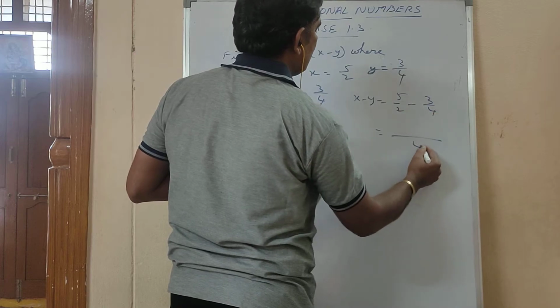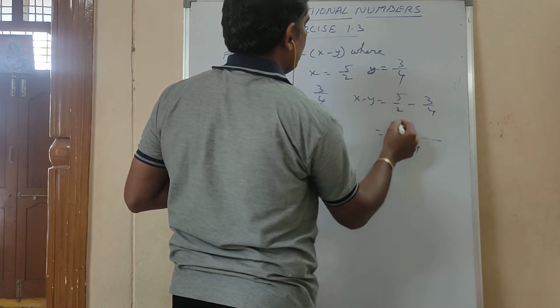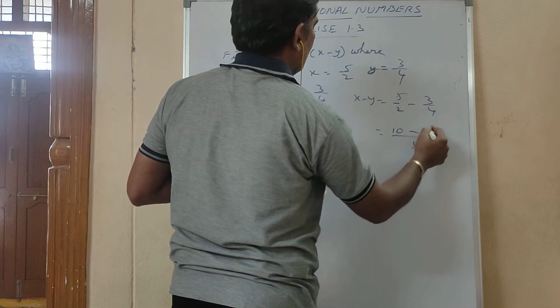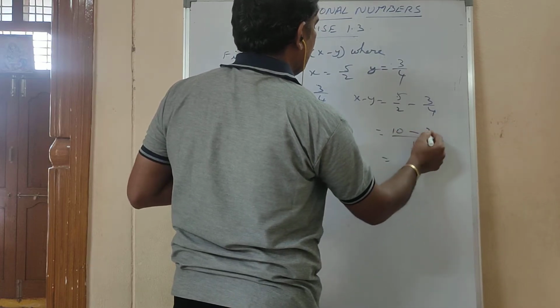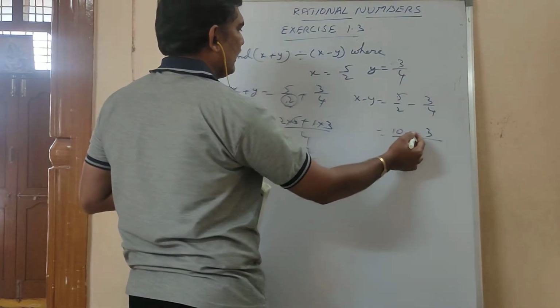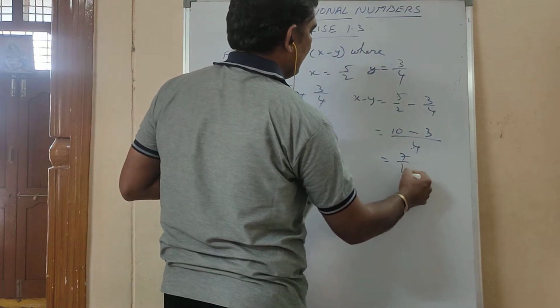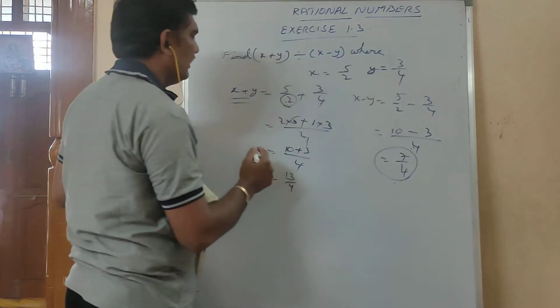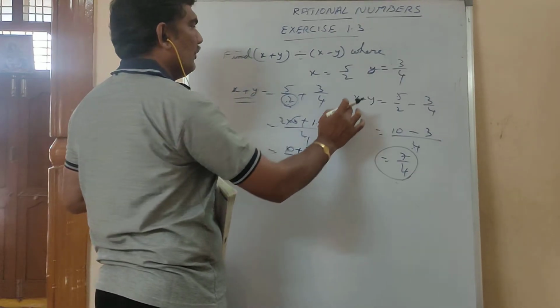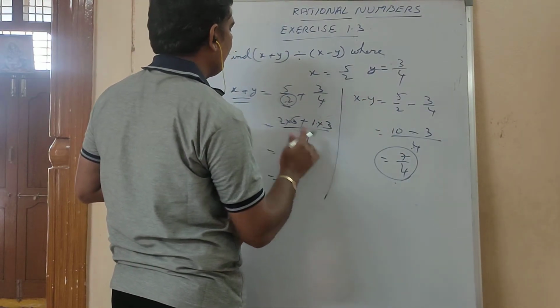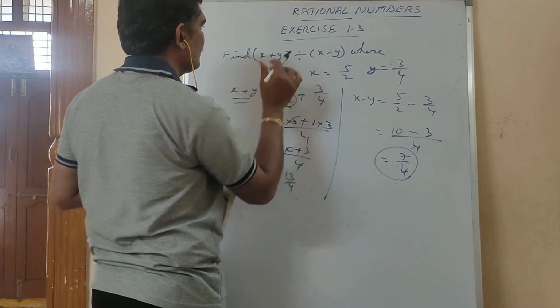2 and 4 LCM is 4. 2 how many times will go? 2 times. 2 5s are 10, 4 3s are 3. 10 minus 3. Here plus is there, here minus is there, same. 7 by 4. So for x plus y you got some value, for x minus y you got some value. These two values substitute in the question.